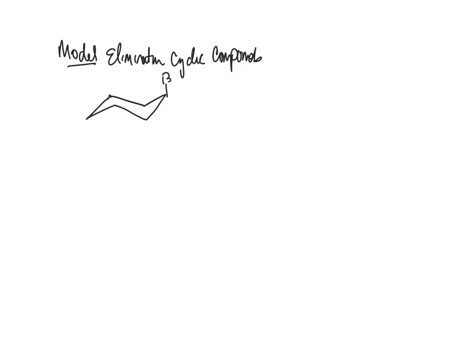And we have bromine here, hydrogen there. So we got axial, equatorial, axial, equatorial, and then we have this carbon here, axial, equatorial.